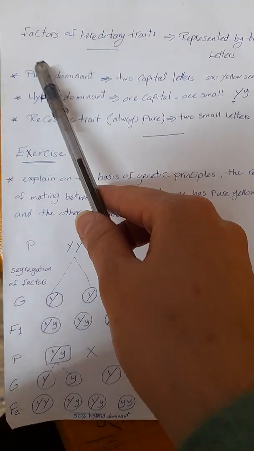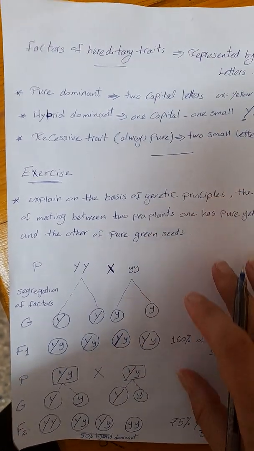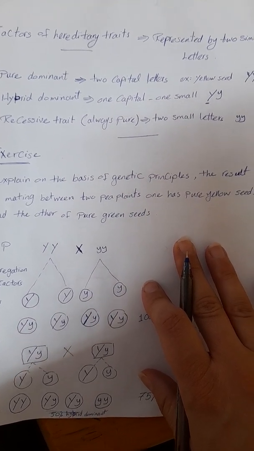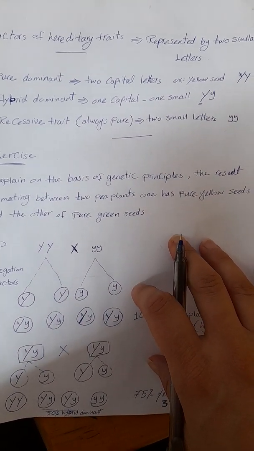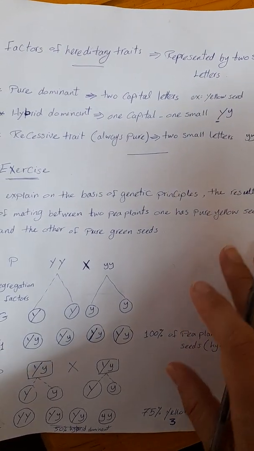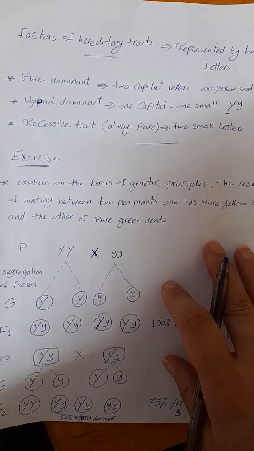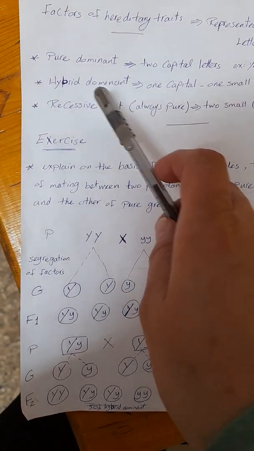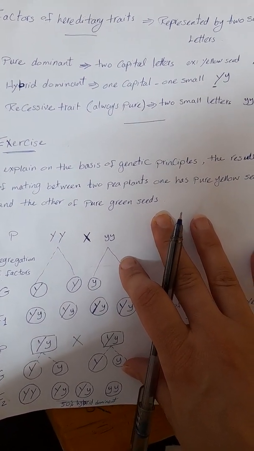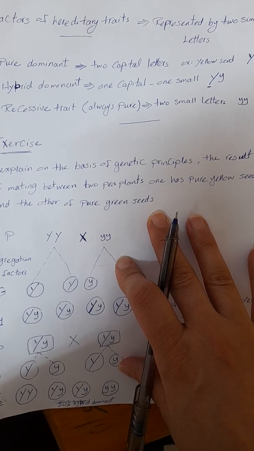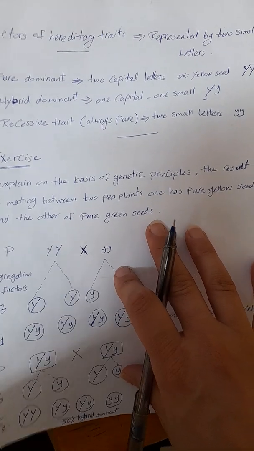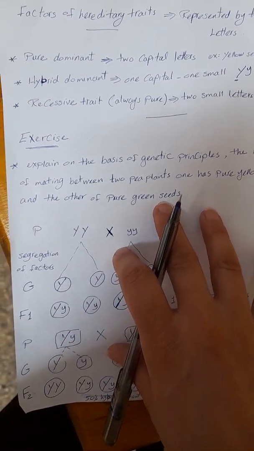Let's talk about the factors of hereditary traits. As we know, each hereditary trait is controlled by two factors. These two factors are represented by two similar letters. The letters come from the name of the trait. For example, the yellow color of pea plant seeds is represented by the letter Y, or the tall stem of the plant is represented by the letter T.